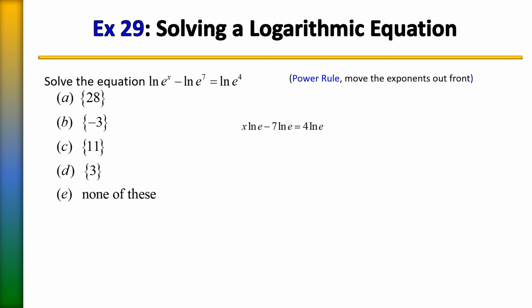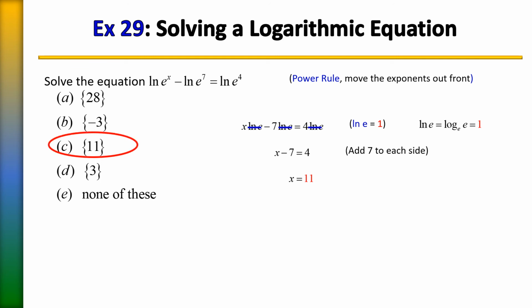Now notice here what we have is the natural log of e with each one of these terms. And recall that the natural log of e is equal to 1. In other words, log base e of e equals 1. So everywhere you see the natural log of e, you can simply cancel those out because they're going to equal 1. And so what we're left with is just simply x minus 7 equals 4. Last step to solving this equation is to add 7 to each side, and x equals 11. And there you have it, solving it using the shortcut method.